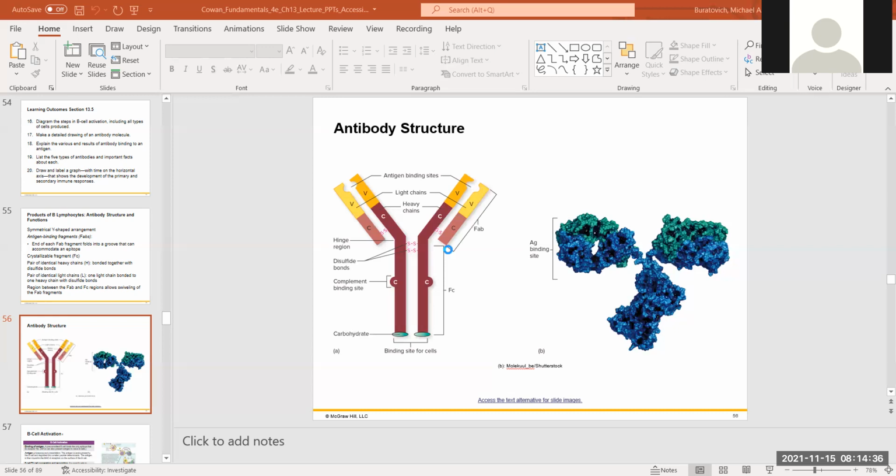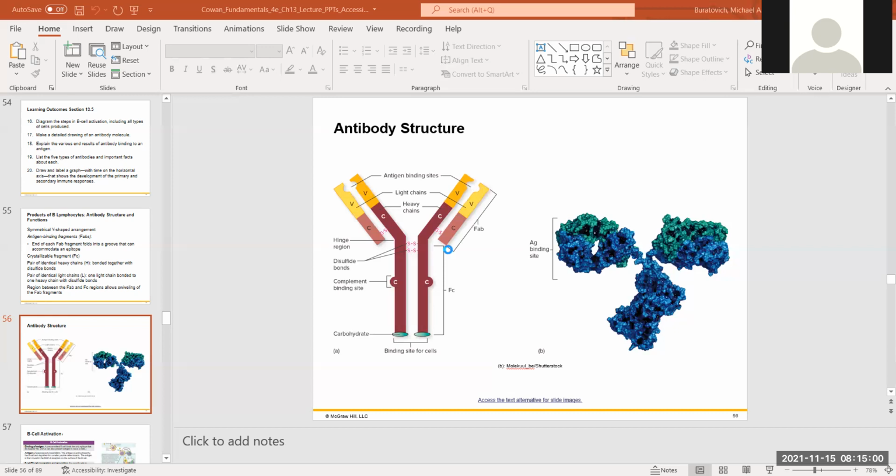So you get this initial response, and that initial response, as you can see, takes a while. After a while, it builds up, but you get an IgM response, and then gradually an IgG response, and then as the pathogen is cleared, the response is over. But from this, you get memory cells, memory T cells, memory B cells.